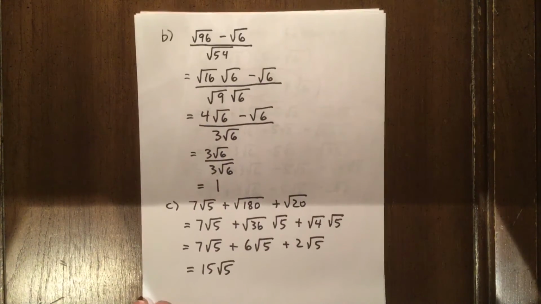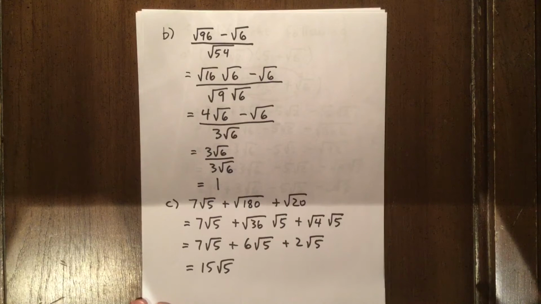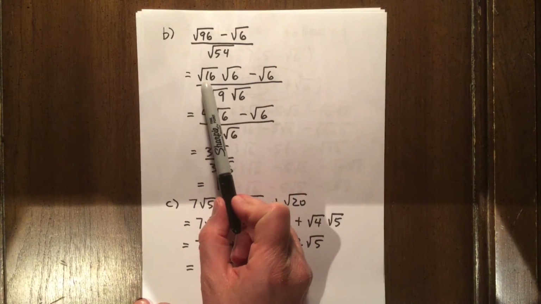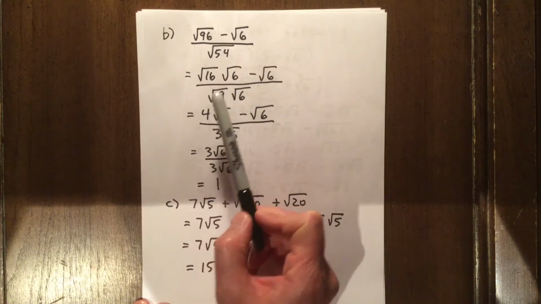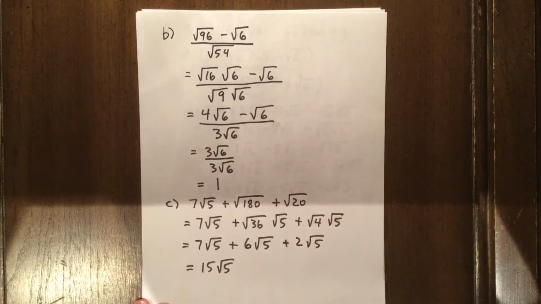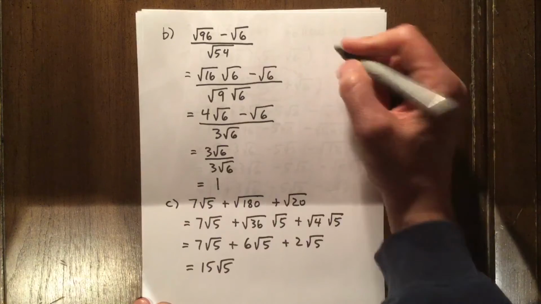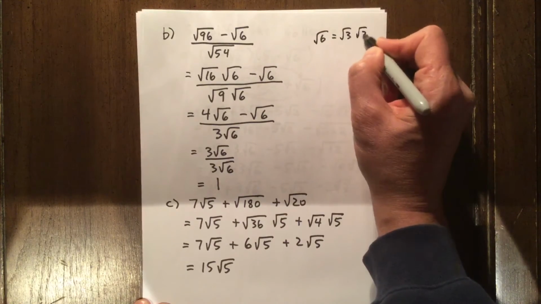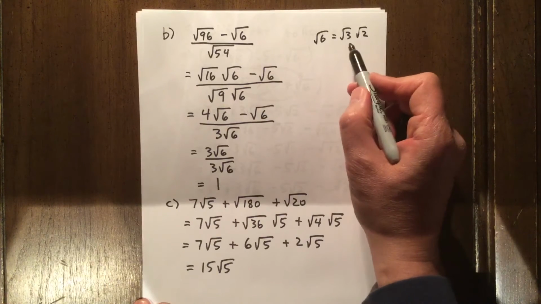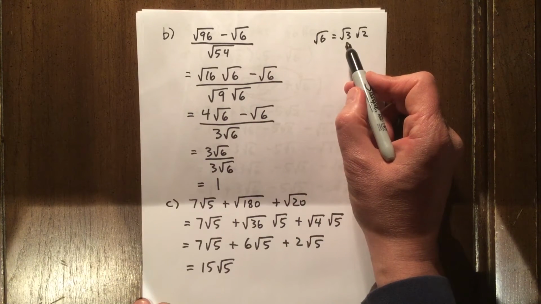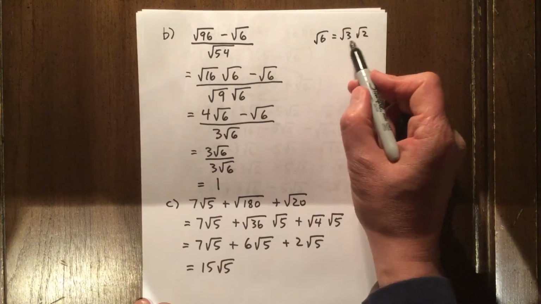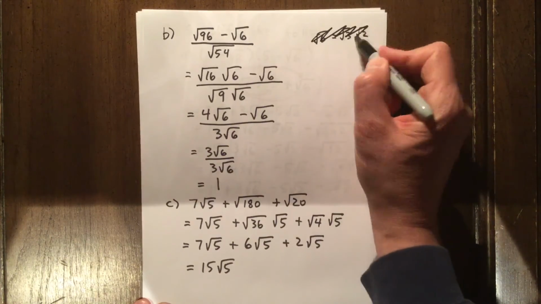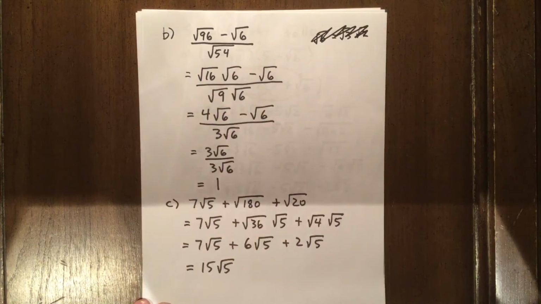Now, what if I have root 96 minus root 6 over root 54? Well, root 96 is the same as root 16 times root 6. Root 6 can't be simplified. Every once in a while, I'll see someone simplify root 6 into root 3 times root 2. But that's not useful, because root 3 is not an integer and root 2 is not an integer. 3 and 2 aren't perfect squares. So there's no point in doing that. We just leave it as root 6.